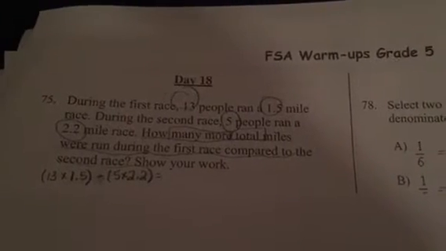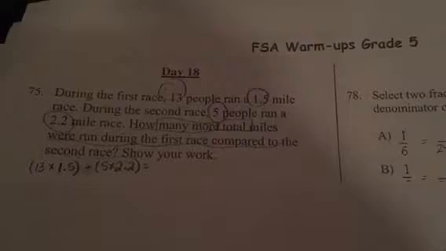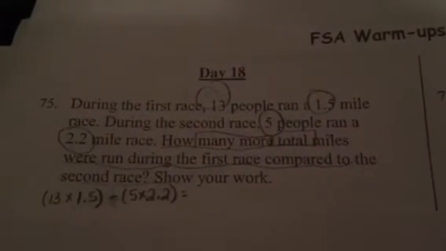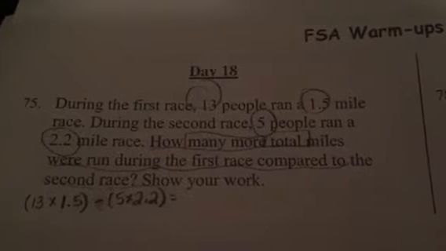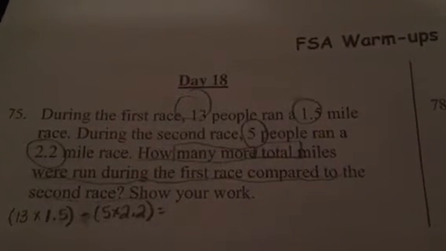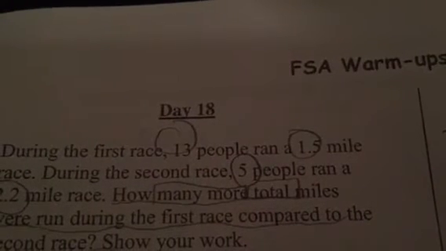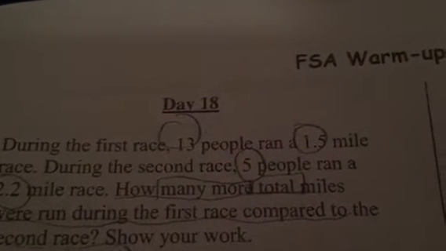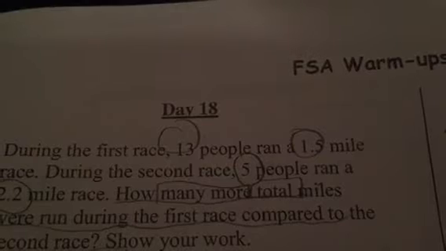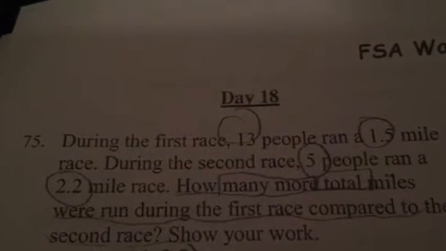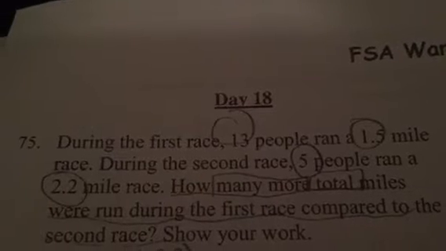Okay, we're going to be going over the FSA Grade 5 Review Packet, page 14. When I look at the first one, I'm using cubes, and the question is asking me how many more total miles. So what I did is I went back to my first race, which showed me 13 people ran 1 5/10 miles. I multiplied that to find the total of the first race. Then I looked at the second race where 5 people ran 2 2/10 miles, and I multiplied that.